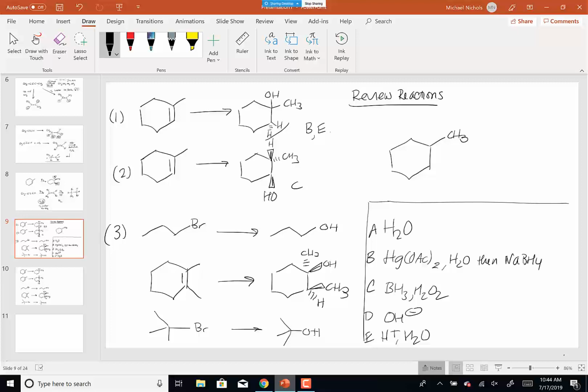So let's talk about it. When you're going from a bromine to an OH, it is not out of the realm of possibility that if I asked you for the reagents next week that somebody will put down H plus H2O. I've only seen that probably hundreds of times. So the question is, why is that not correct? Why would A not be correct?